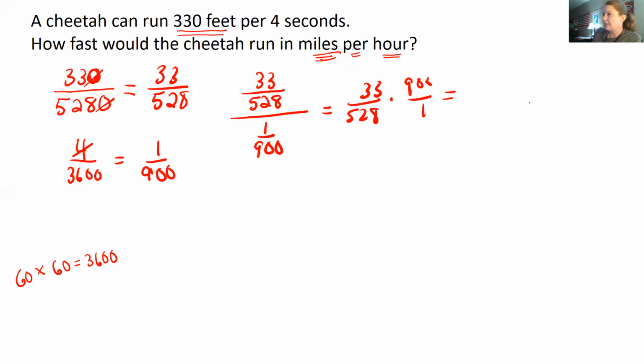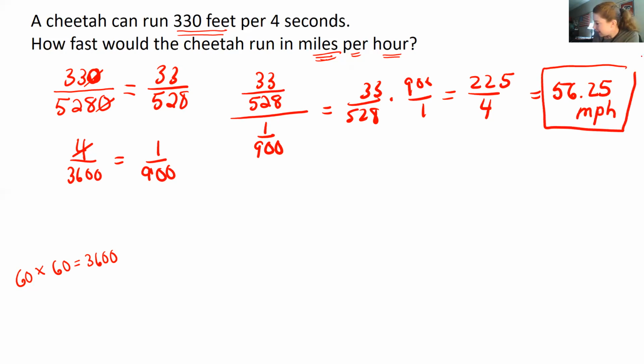And my calculator tells me the answer is 225 over 4, which is equal to 56 and a fourth, or 56.25 what? 56.25 miles per hour. Imagine that cheetah running as fast as a car, you guys. That's crazy.